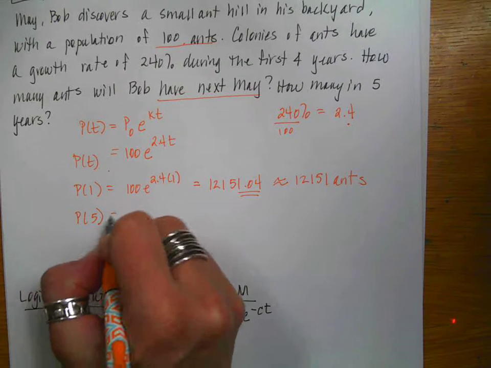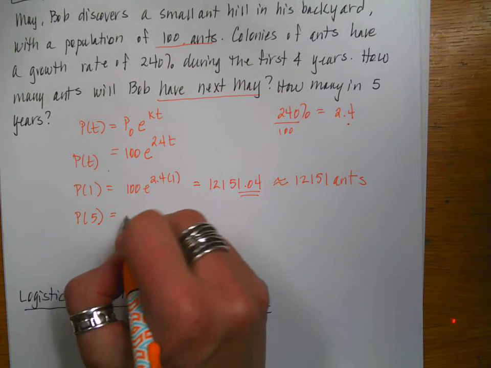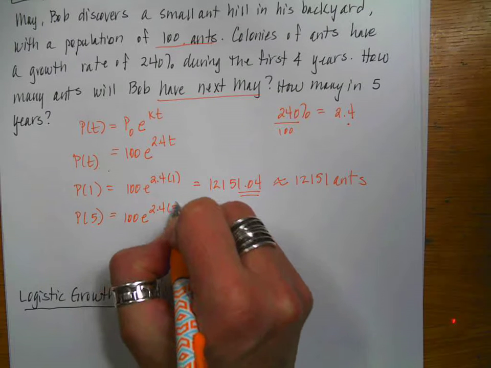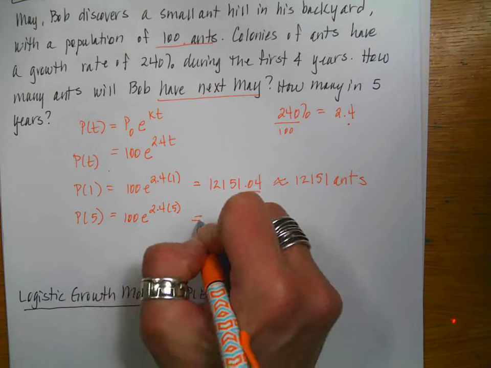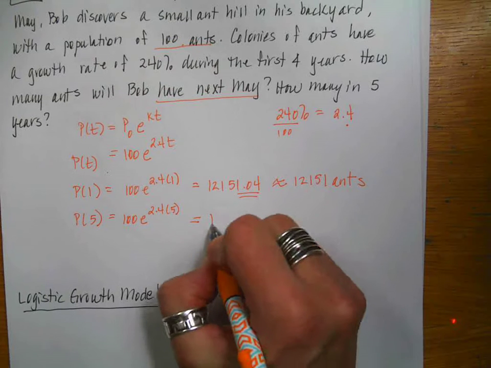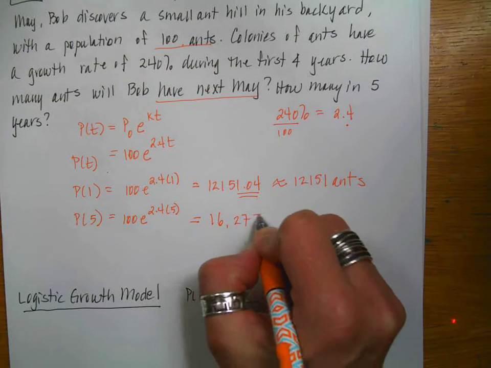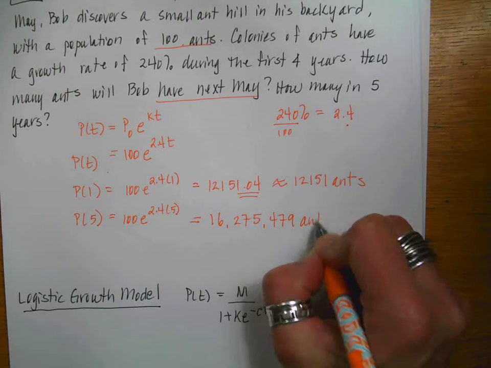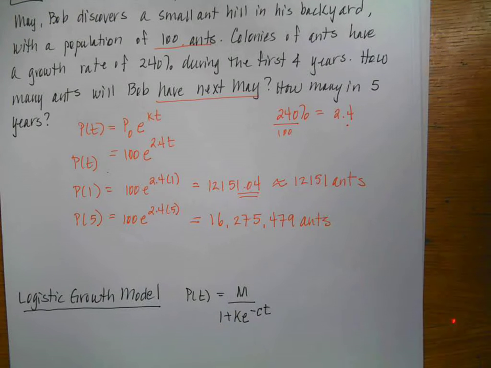Well, the next question is, how many ants am I going to have in 5 years? So it's going to be 100e to the 2.4 times 5. And when I put that number in my calculator, it's going to be an amazing number. It is 16,275,479 ants. That's a lot of ants in 5 years.